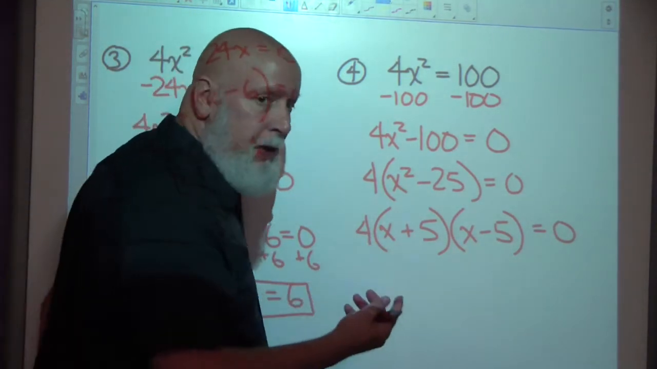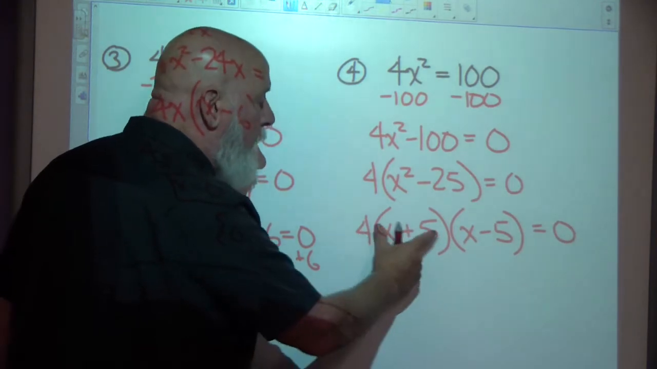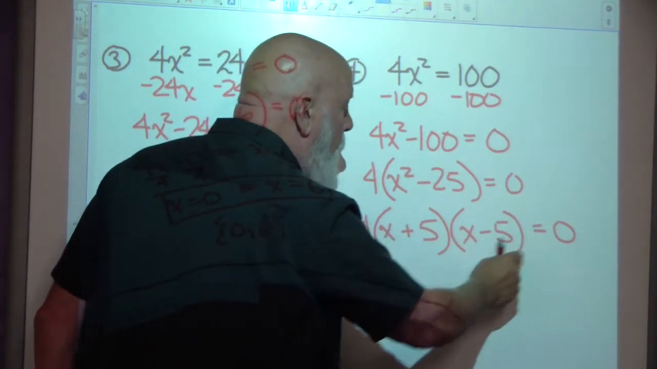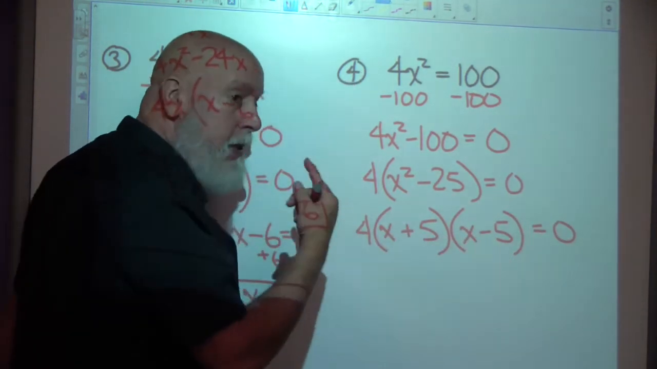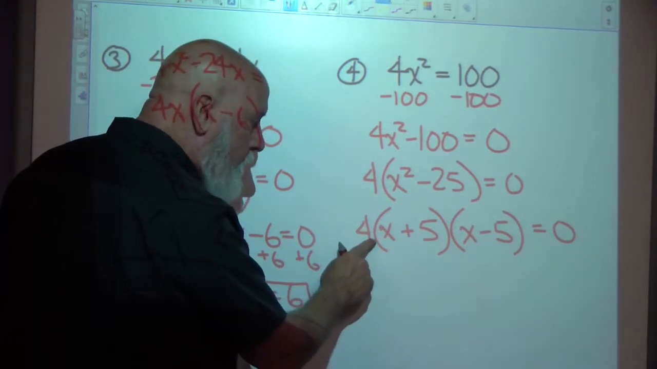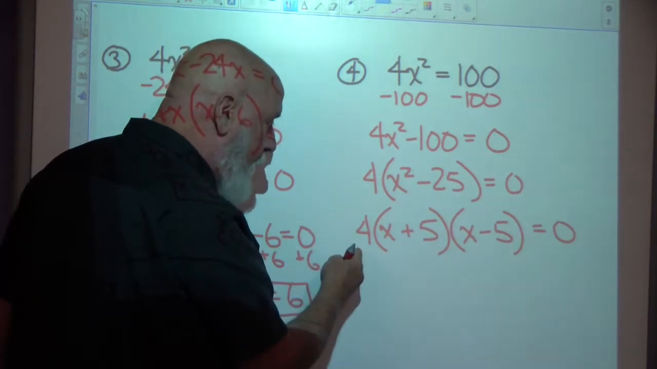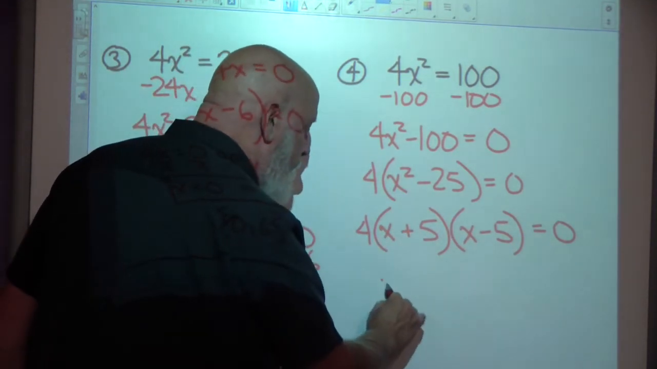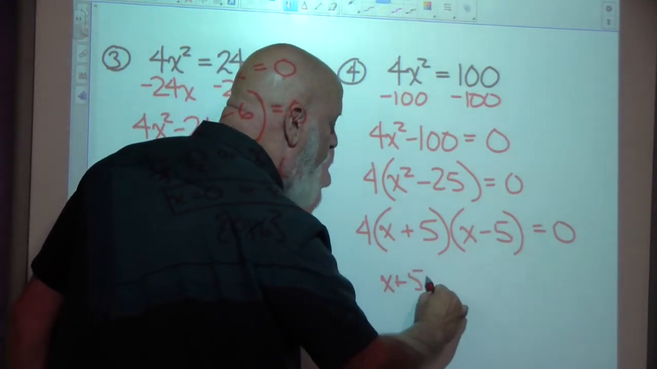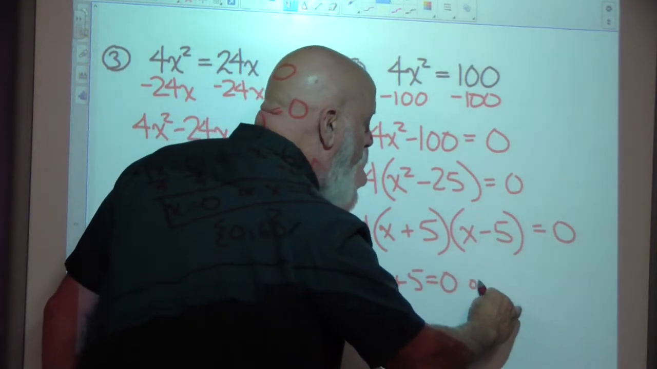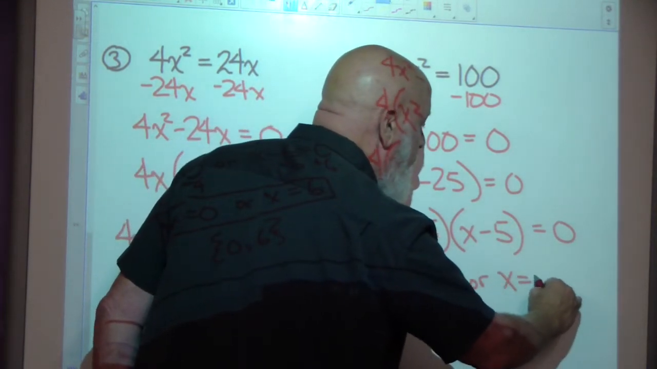Now I'm going to employ my zero product property. If this factor times this is 0, then one of these three has to be 0, and it can't be this one because it doesn't have a variable. It's not a variable term. That's going to stay a 4. So either this one is 0, x plus 5 is 0, or x minus 5 is 0.